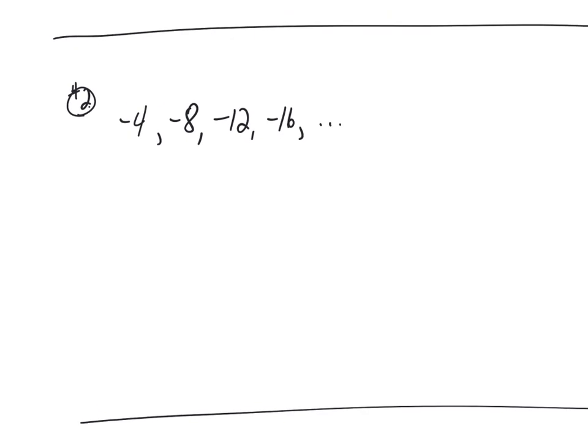Find the sequence. This time I won't give you both of them. I'll just give you one of them. So I'll just write this one as a sub n this time. But the idea is put in 1 for n and get out negative 4. Put in 2 and get out negative 8. Put in 3 and get out negative 12. Put in 4 and get out negative 16. Can you think of how to do that?